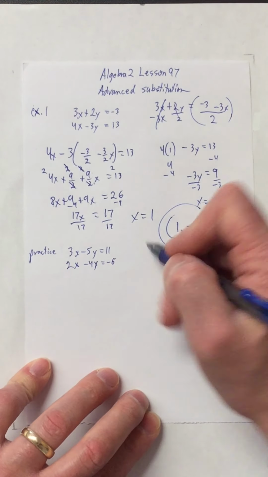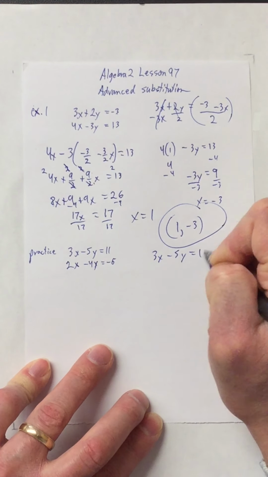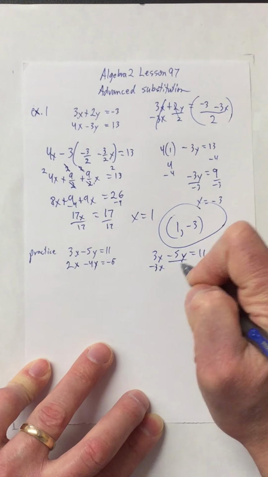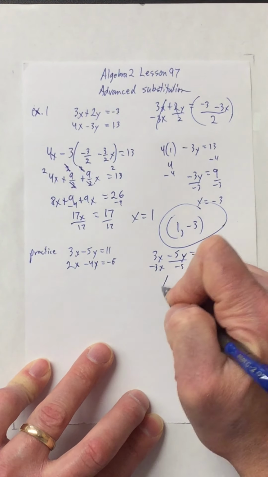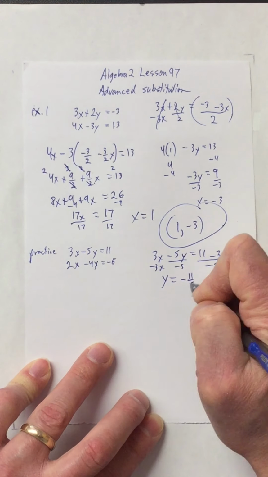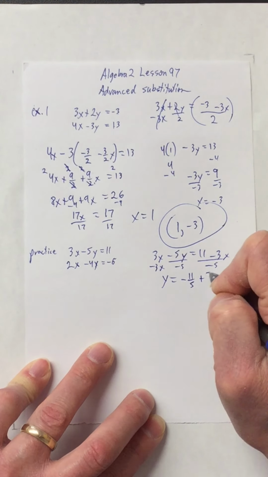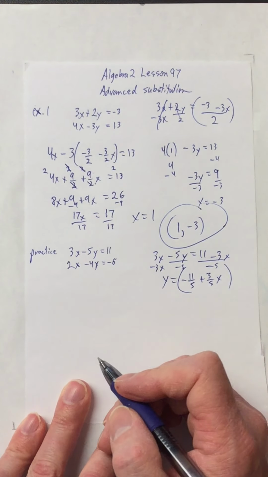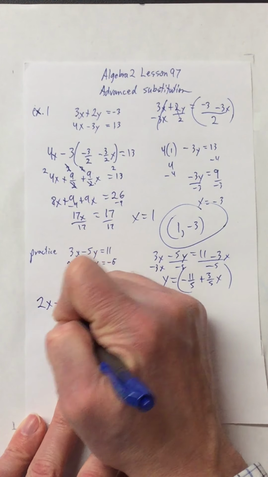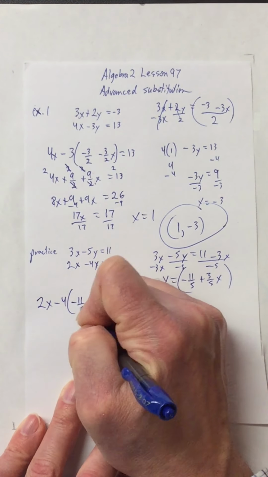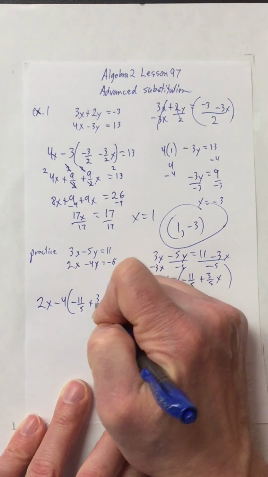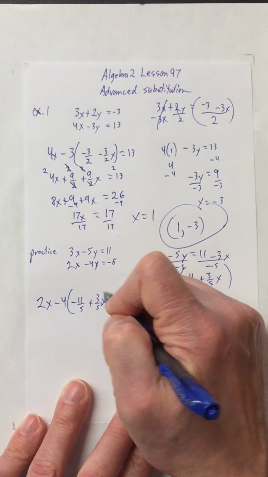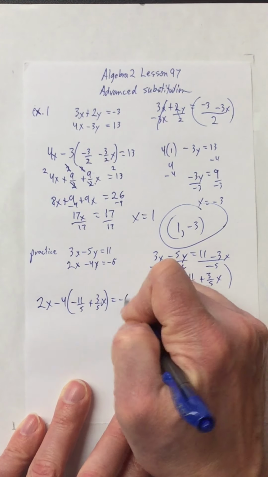I'll do that now. I'm going to take the first equation and rearrange it to equal y. So subtract 3x, move that term over, and then divide by negative 5 on both sides. So y is equal to negative 11 over 5 plus 3/5 x. All right, I'm going to substitute that in now for my second equation. So 2x minus 4 times the quantity negative 11 fifths plus 3/5 x is equal to negative 6.